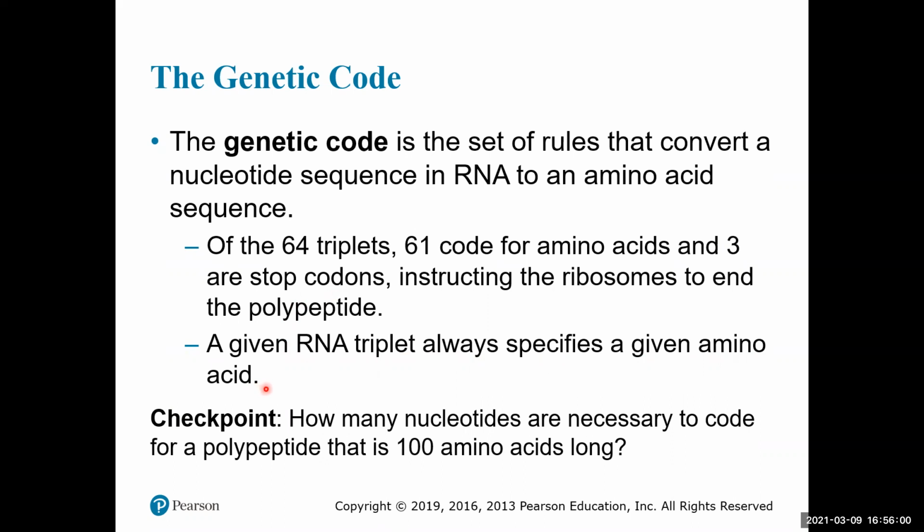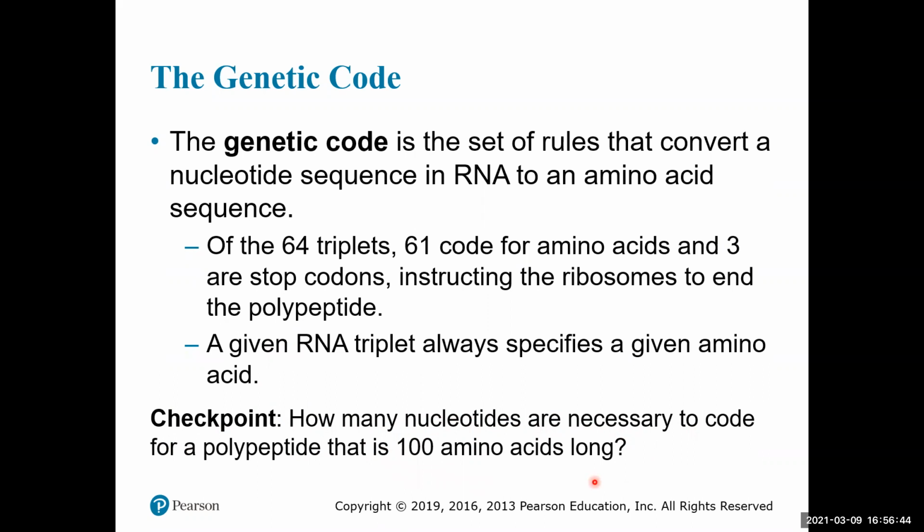So for example, AAU will always specify the same amino acid. GCA will always specify its associated amino acid. And researchers have gone in and looked at which codon specifies which amino acid. Okay? And so before we move on, let's just think about this question here. How many nucleotides are necessary to code for a polypeptide that is 100 amino acids long? So how many nucleotides do you need to make a polypeptide that contains 100 amino acids?